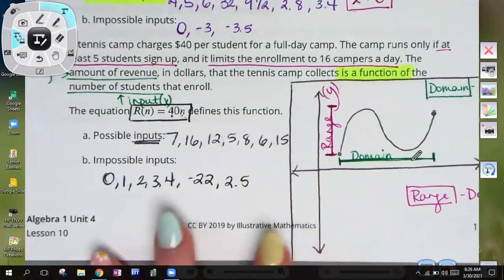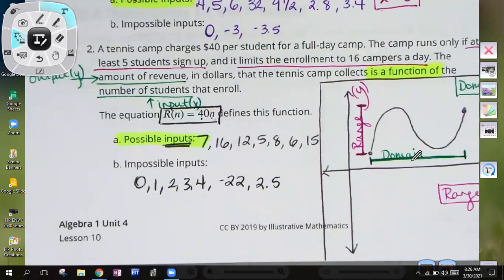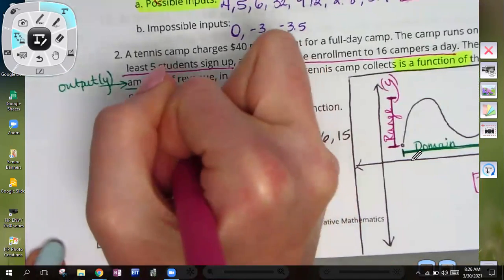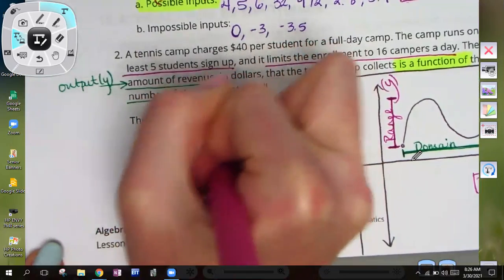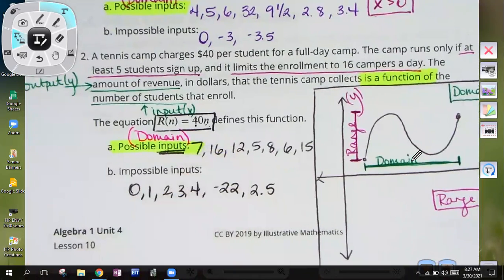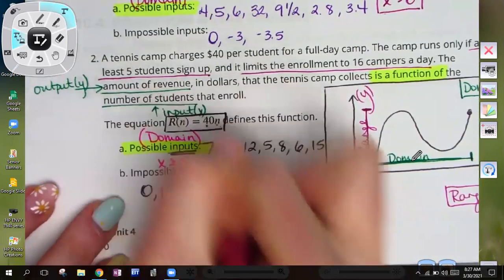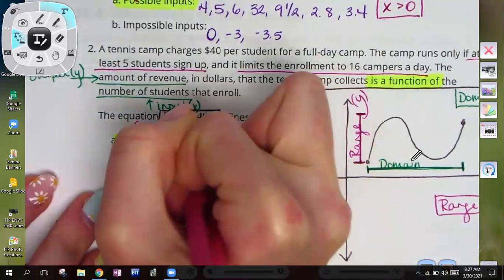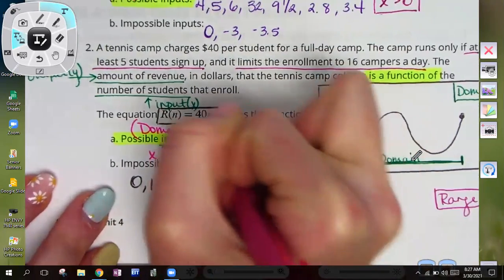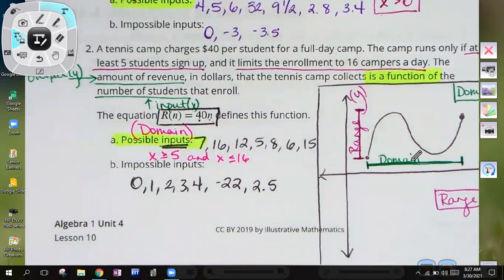Good. So once again, when we're talking about all of the possible inputs of that function, we are talking about the domain. Now, were those the only ones we could have listed? No. Kobe said something. Anything positive that is before 16 and after 5. Yeah, good. Anything between 5 and 15. So if our x value was greater than or equal to 5, but also less than or equal to 16, that would be our domain.